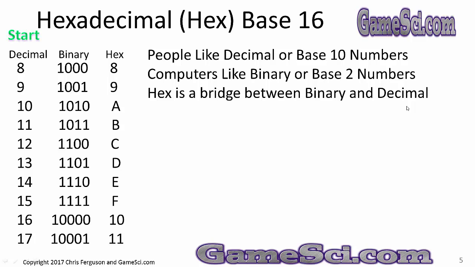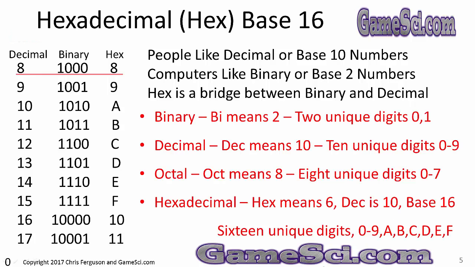Hexadecimal, or hex, base 16 numbers. People like decimal, base 10 numbers, probably because we have 10 fingers. Computers like binary, base 2 numbers, because binary circuits are easier to build. Hex is a bridge between binary and decimal. You can see up here decimal 8 is binary 100 and is hex 8.